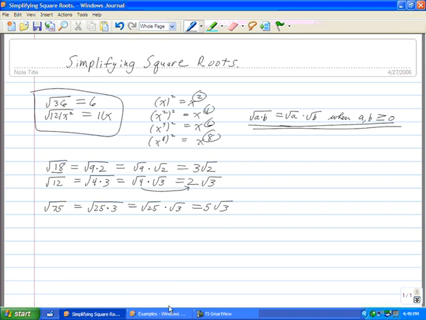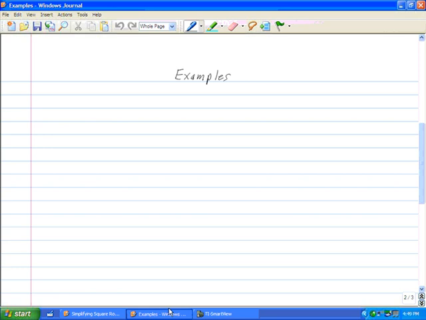Now, the next example we need to look at is what happens when the number gets a little bit larger and it's not so easy to tell what the perfect square is that is within it. For example, square root of 80. Let's say that you don't know what perfect square that contains. And even if you do know a perfect square that it contains, maybe you don't know the biggest one. Let's see what we can do.